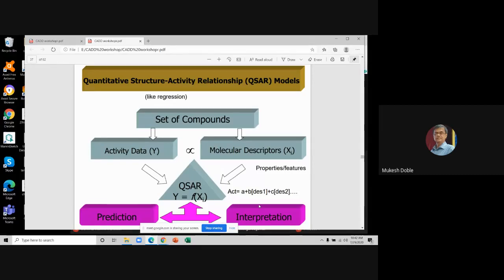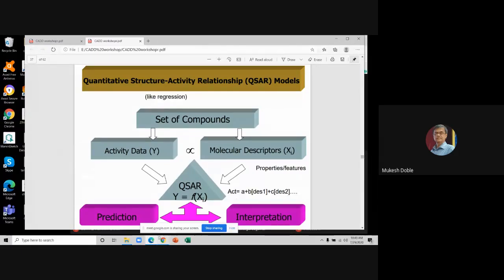Even in statistics, we can't develop a very complicated model if we have very few data points, because that depends on the degrees of freedom. So depending upon the number of data points, we can have a many-descriptor model or a single-descriptor model and so on. So you end up with activity equal to a plus b descriptor 1 plus c descriptor 2, like that, a model. What is the use of this equation?